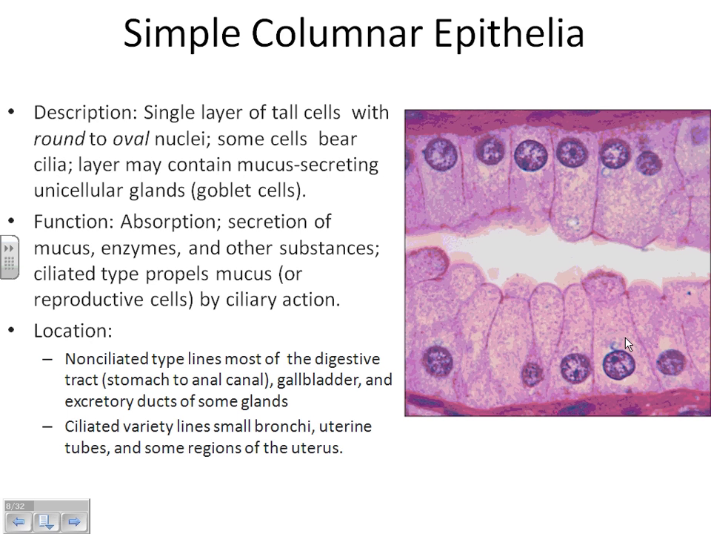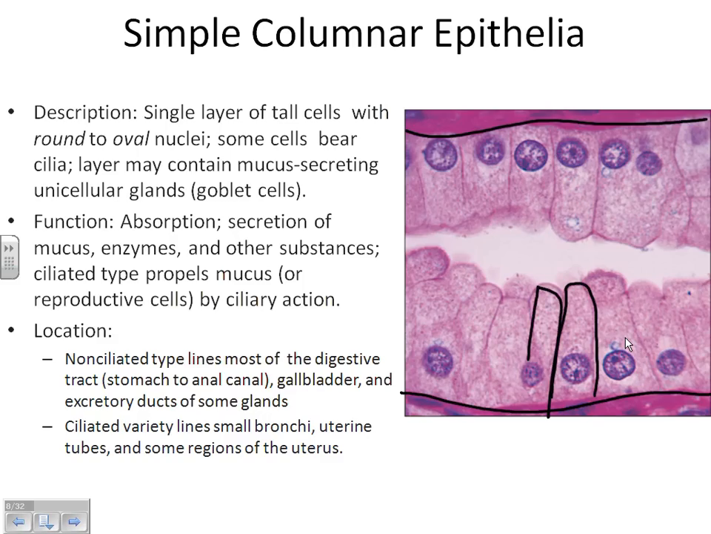Simple columnar epithelium. Simple means one layer. I'm going to keep asking until everybody says it with me. Columnar means what? Stretched out, long, skinny cells. Okay? So here is basement membrane. Basement membrane. One cell, next cell, next cell, next cell. Okay? See how the nucleus is more towards the bottom? Okay? That always helped me figure out that it was columnar.